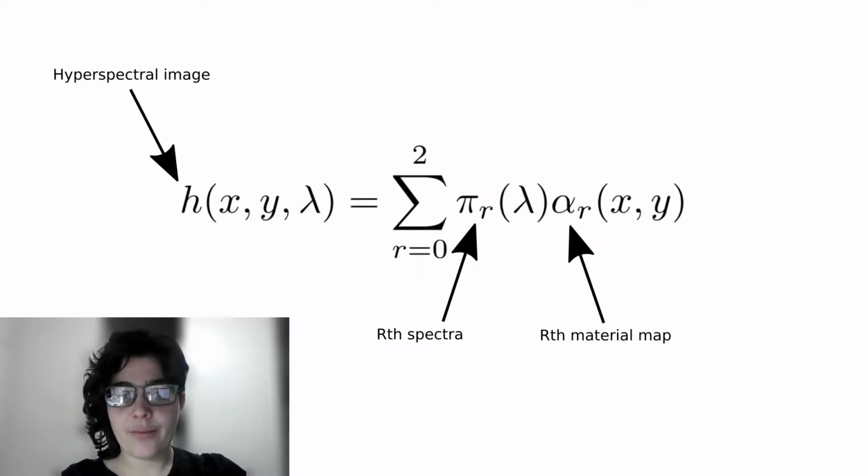This is based on the assumption that a hyperspectral image can be approximated by the sum of three spectra, each multiplied by their respective material map, a material map, in this case, being defined as a matrix representing the distribution of the spectra across the image. This assumption is based on the observation that many scenes can be approximated by assuming that they consist of only three materials and two light sources.